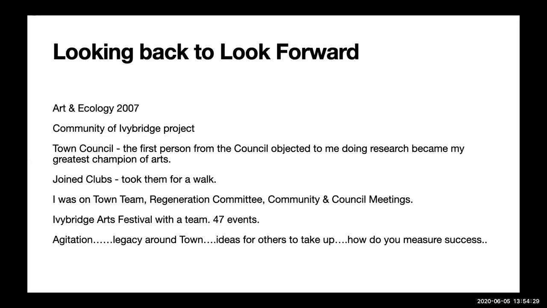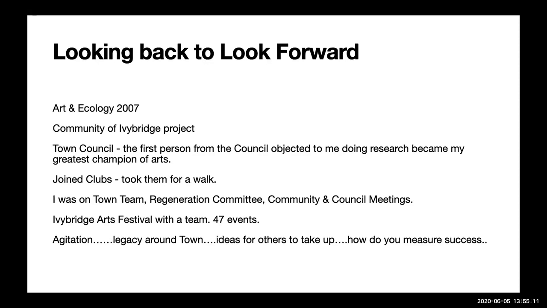So that's very helpful. So what I went to do is, looking back to look forward. I did art and ecology at Dartington just before Richard and Nancy in 2007. And from that, I started a community project in my hometown of Ivybridge that lasted about 10 years. Most of it unpaid, I might add. But it came directly out of my dissertation, that through my own need, really, I moved back to Ivybridge, didn't really know anybody.